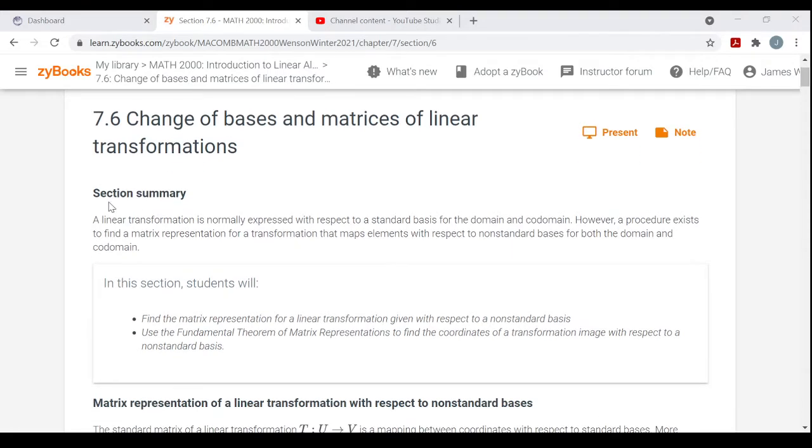All right. So a linear transformation is normally expressed with respect to the standard basis for the domain and codomain. Usually when you see a rule for a transformation, the input and output are just coordinates, really, relative to the standard basis for the domain and codomain. That's what that's saying. However, a procedure exists to find a matrix representation for a transformation that maps elements with respect to non-standard bases for both the domain and the codomain.